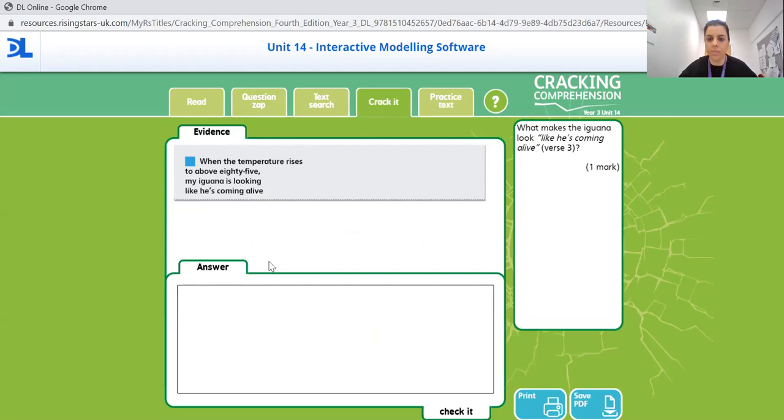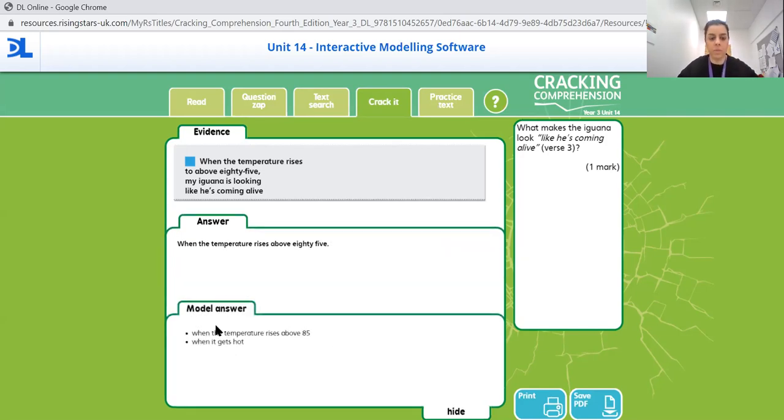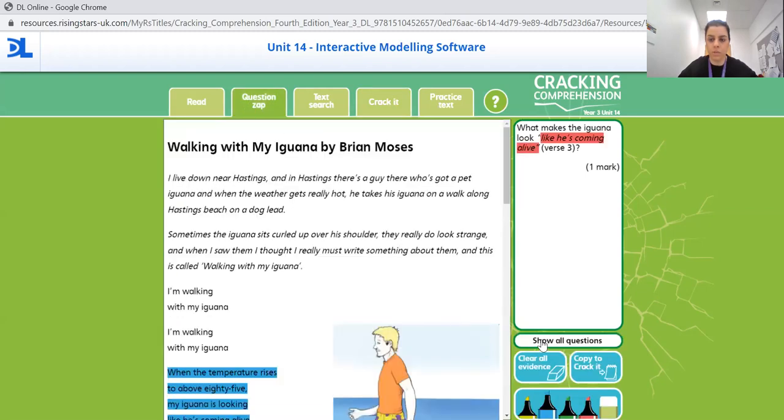So my answer for that question, what makes the iguana look like he's coming alive? I'm going to say when the temperature rises above 85. That would be 85 Fahrenheit. We might do temperature in degrees Celsius, and in some other countries, or some people, do it in Fahrenheit. So this would be in Fahrenheit, above 85. Or you could say when the temperature gets hot could be your answer as well. So that's going to be my answer. When the temperature rises above 85, then I press check it, and it tells you your answers. This says when the temperature rises above 85 or when it gets hot, which is what I said. So either of those, you can get your mark. Well done for doing that one. Okay, let's go back. So that's the first question.